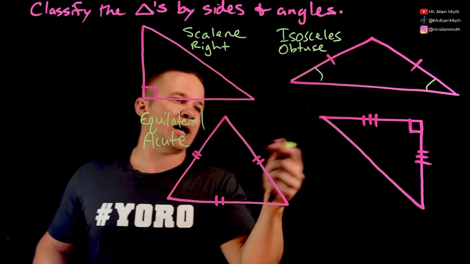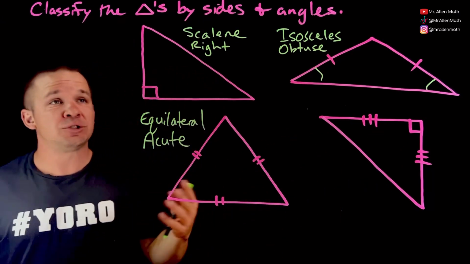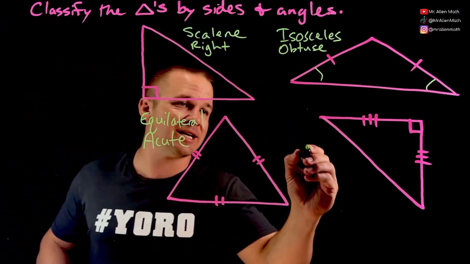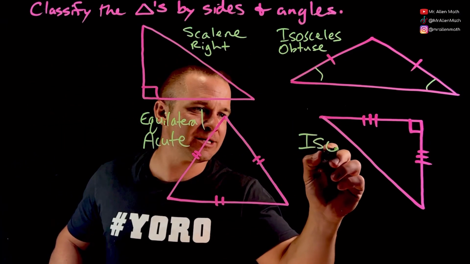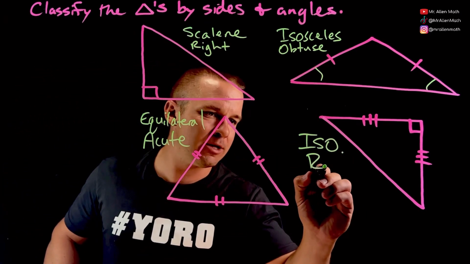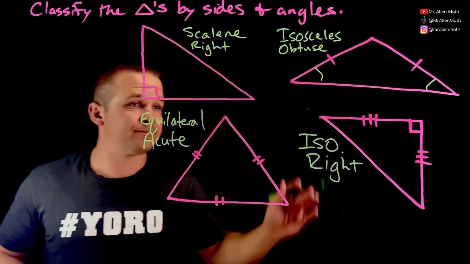Okay. Last one over here. I've got a right angle again, so it is a right triangle, and I got two congruent sides. It's isosceles. So by sides, it's isosceles. I'm just going to go with iso this time. I'm going to abbreviate that, right? And then we got a right triangle. Iso, right. There we go, man.